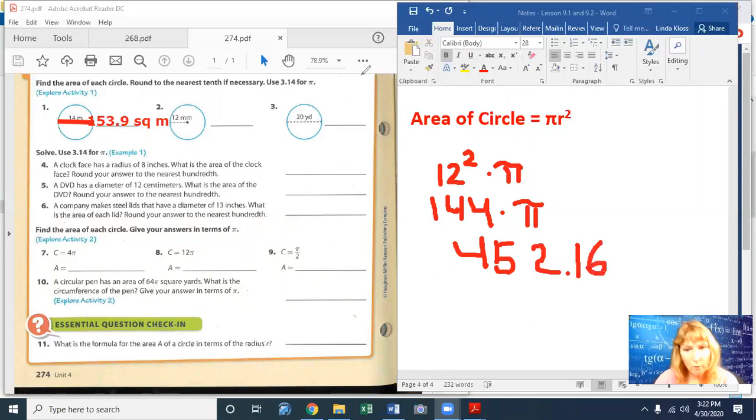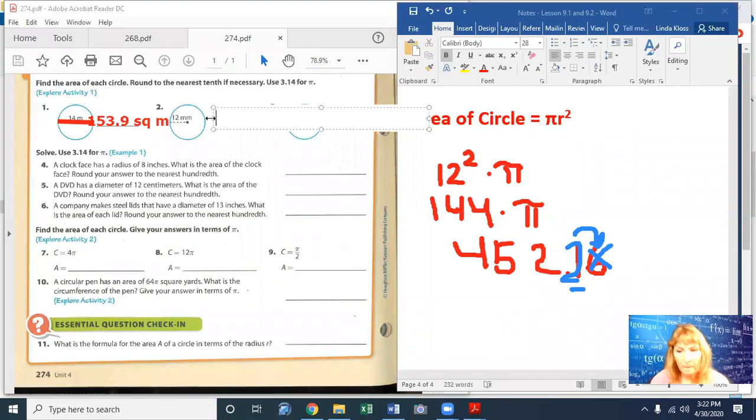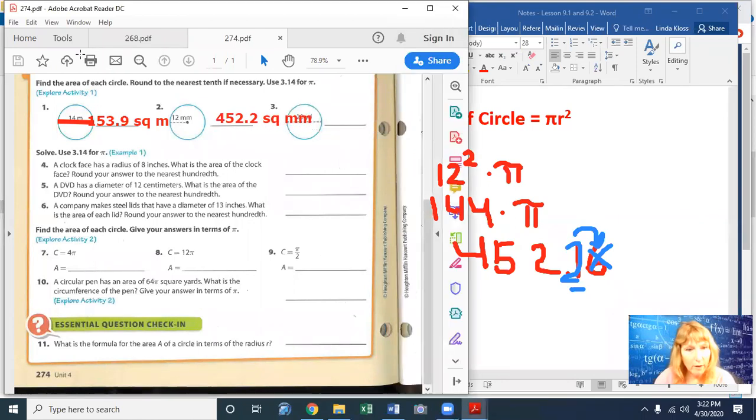So we're rounding to the first number after the decimal. We look at the guy next door. He's a 6. He's 5 or more. That means this is going to change to a 2, and this guy is going to drop off. So the answer then is 452.2 millimeters squared, or square millimeters. You could put a little 2 by the mm if you want to do that. Try to move it over just a little bit. It fits. Okay, next one.